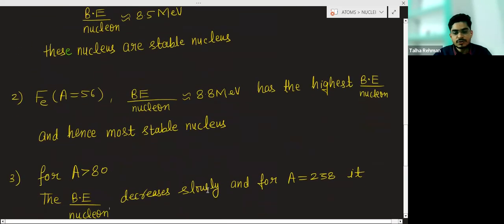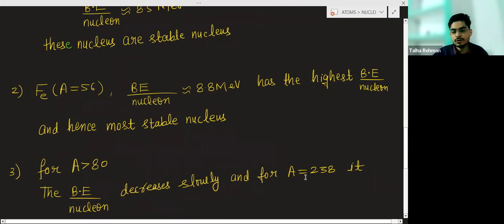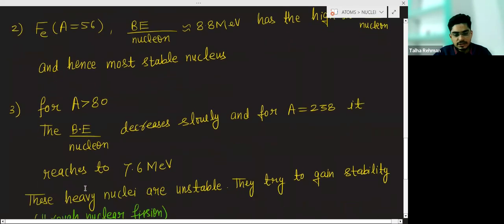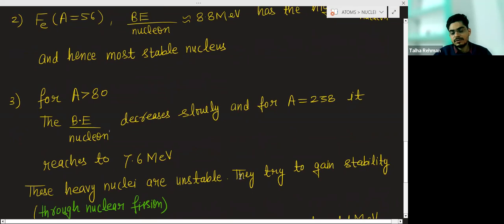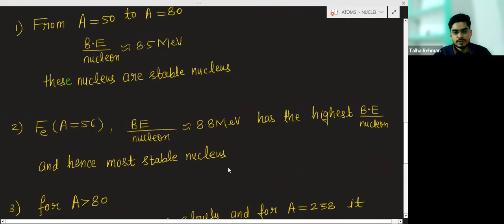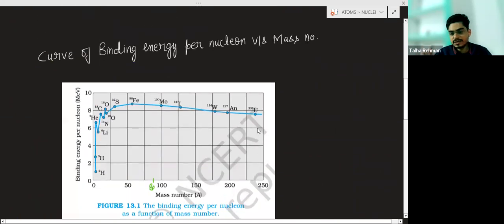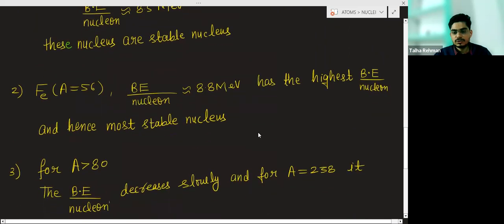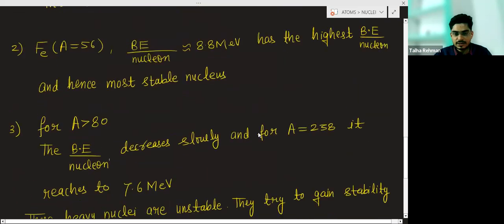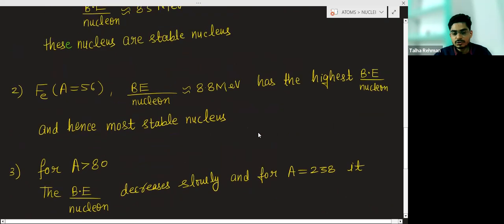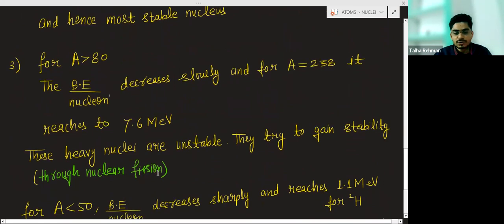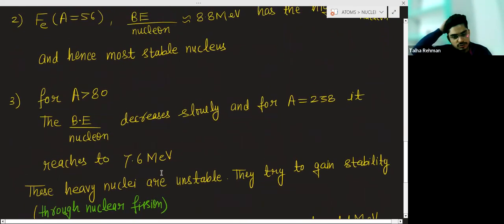So binding energy per nucleon decreases slowly, and for 238, meaning uranium, it reaches 7.6 mega electron volt. These heavy nuclei are unstable, because from 80 to 238 are the heavy nuclei, and these have less binding energy per nucleon. So they will try to gain stability, and they will get stability through nuclear fission and through radioactivity also.